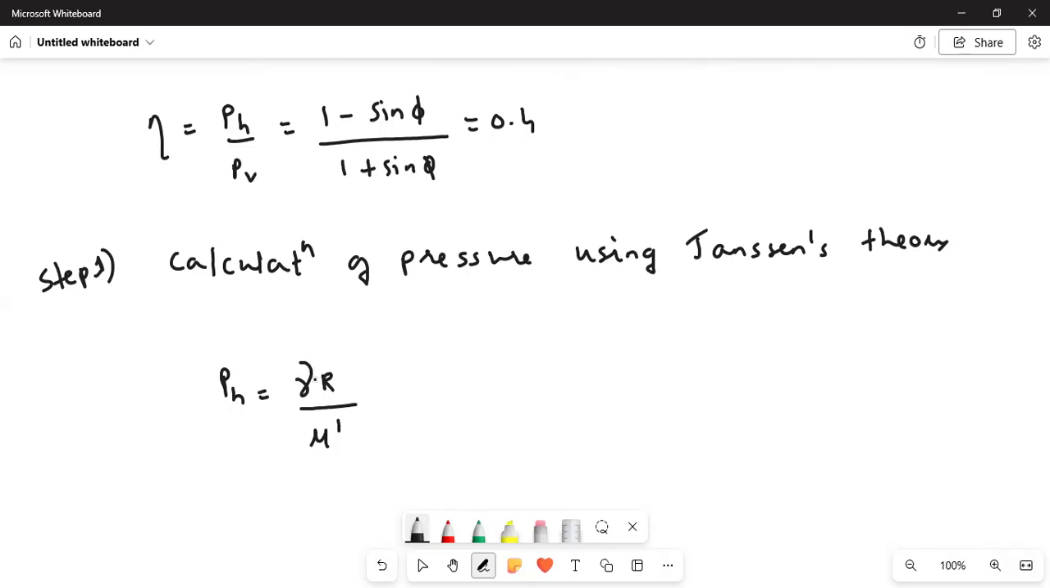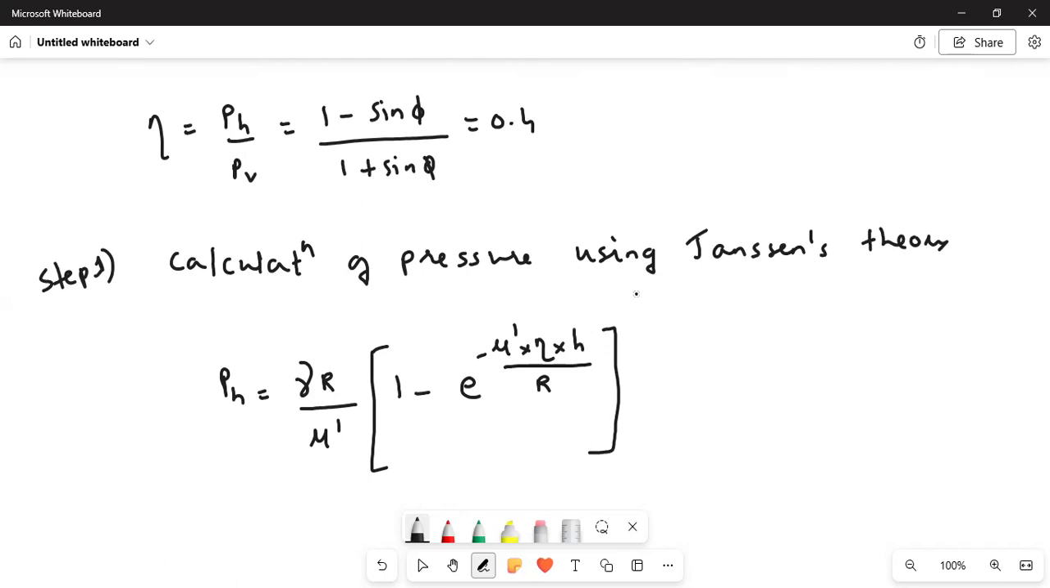Gamma is density of the material. R is hydraulic mean depth. I will tell you how to find hydraulic mean depth. Bracket 1 minus e raised to minus mu dash into eta, that is pressure ratio, into H, height of the silos, divided by R, hydraulic mean depth. Okay, so this is the Jansen's formula that we need to use to find the horizontal pressure.